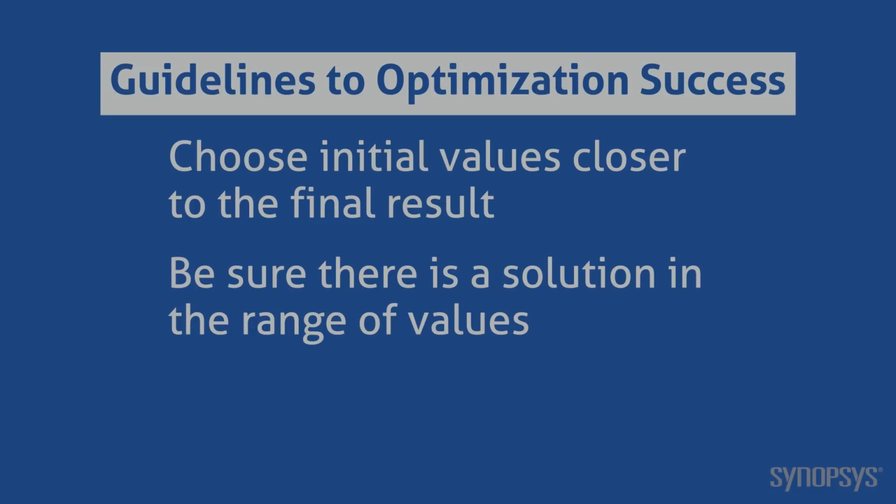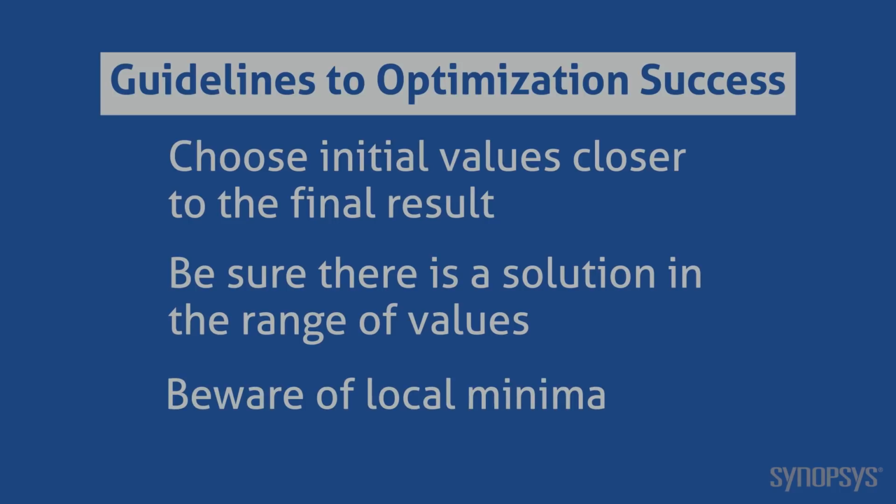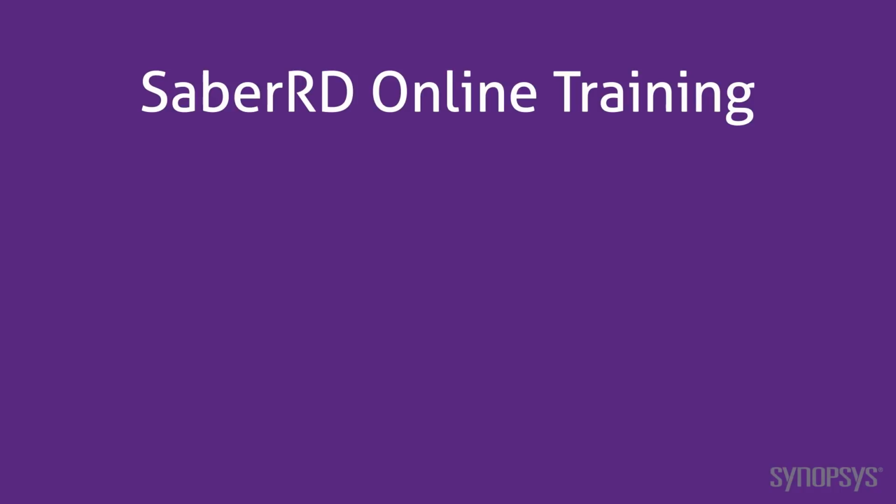from choosing extreme values. The optimizer may converge toward a local minima. If you suspect this is occurring, stop the optimizer and change the current values of the parameters. Or you can modify the algorithms to expand the range of the values it tries, as described in the SaberRD user manual. This concludes this section of the SaberRD online training course.